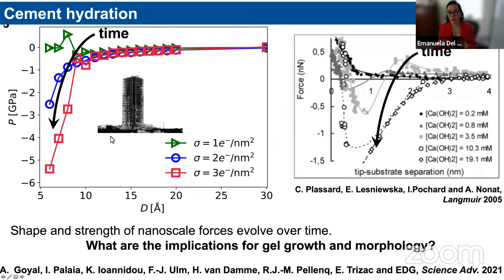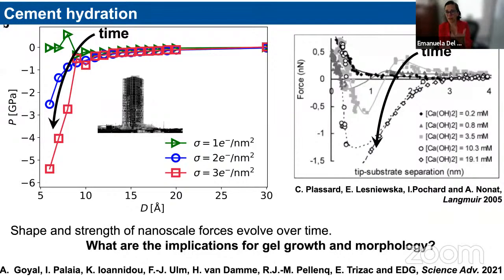And this is in fact very reminiscent of what had been observed in the very first experiment, where they tried to measure forces between this calcium silicate hydrate using an AFM tip on which they had grown calcium silicate hydrate, and used it to poke the hydrating material to measure the nanoscale forces between them.